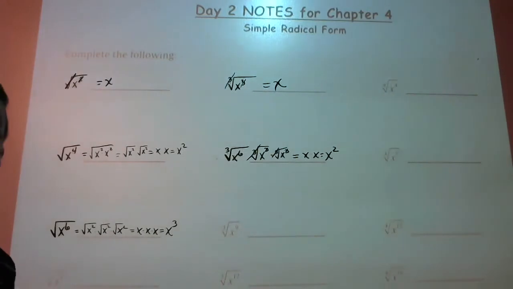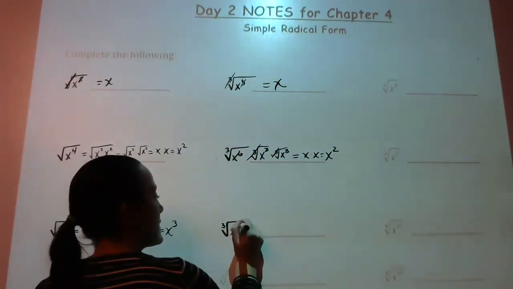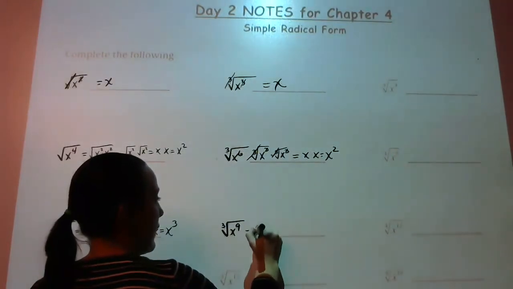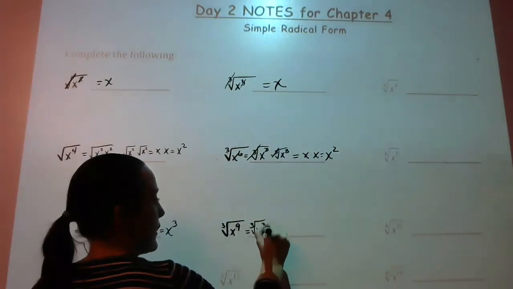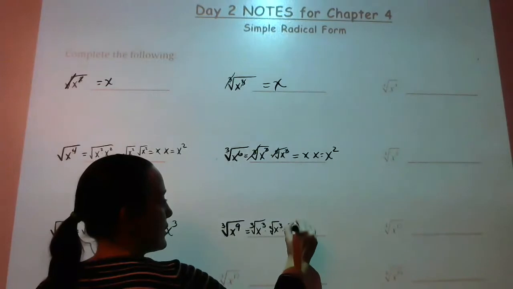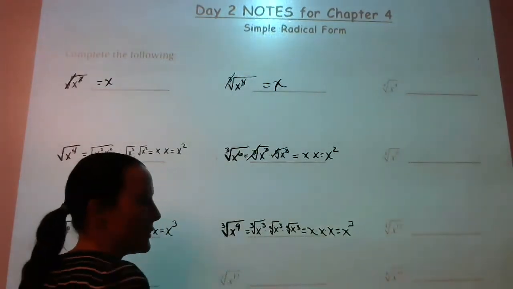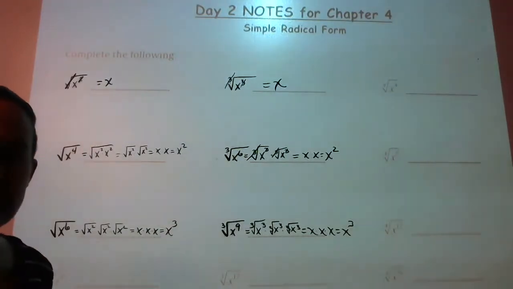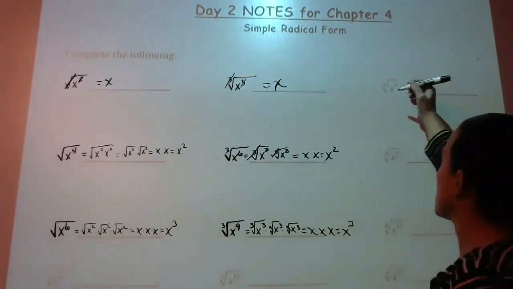I'm hoping you're starting to see some patterns here. So then let's look at this guy, x to the 9th. Well, x to the 9th can be rewritten as the cube root of x cubed, the cube root of x cubed, and the cube root of x cubed, which gives us x times x times x, which is x cubed. Again, let's look for patterns. All right, we're going to do a couple more, and then you're going to try this on your own.